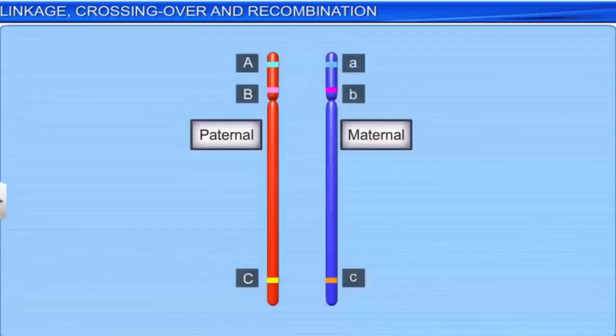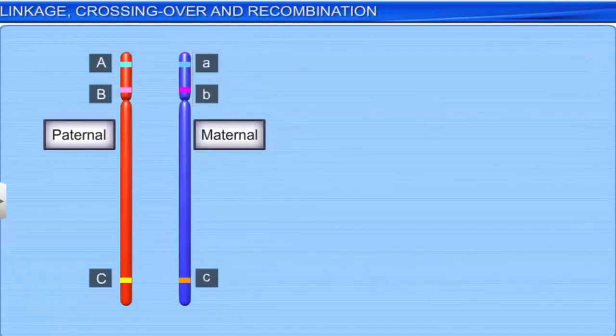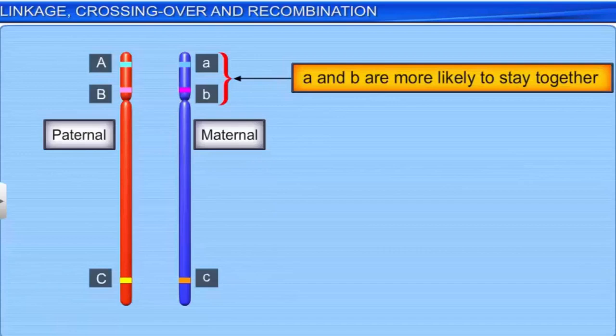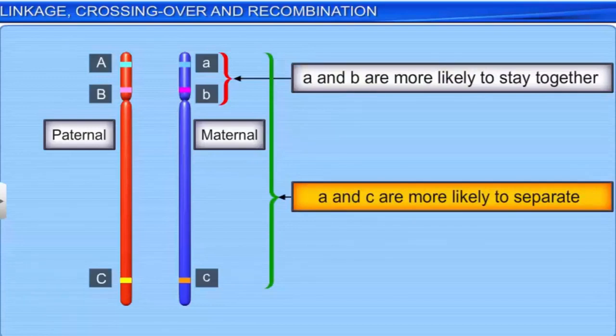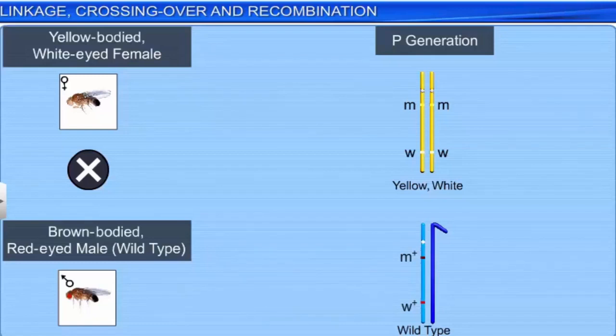Another fact discovered by Morgan and his colleagues was that the likelihood of 2 genes separating during crossing over was proportional to the distance between them. In other words, the closer the genes, the more likely that they will stay together. And the further they are, the more likely that they will separate. Now, let's consider another experiment conducted by Morgan, where he crossed white-eyed miniature winged females with the genotype w_m with red-eyed normal winged males with the genotype w+m+.